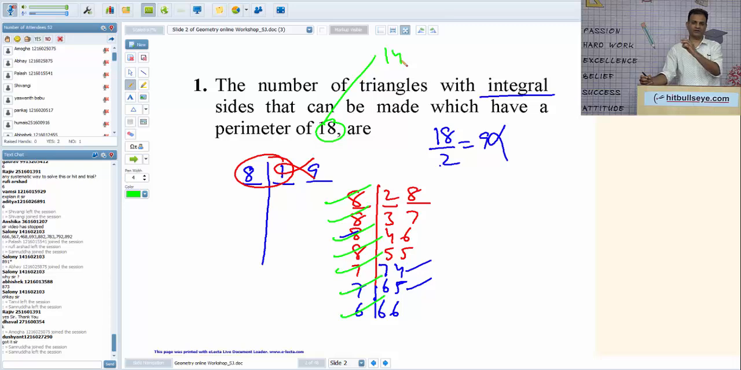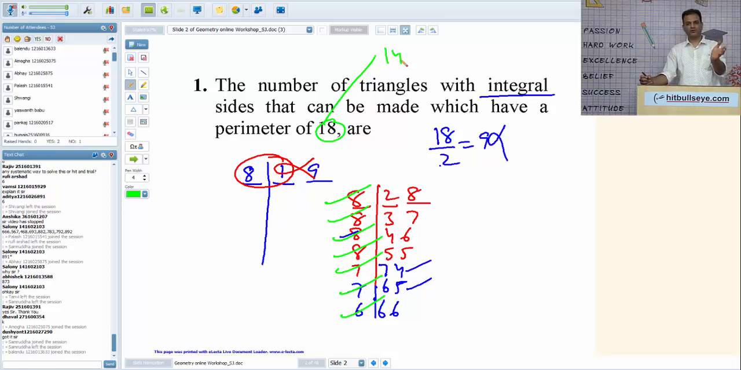Within 1 minute you have to tell the answer. If the perimeter is 14, friends, the sum of any two sides of a triangle should be greater than the third side. 14 by 2 is 7. It should be greater than 7. Write in the same way which I have written.